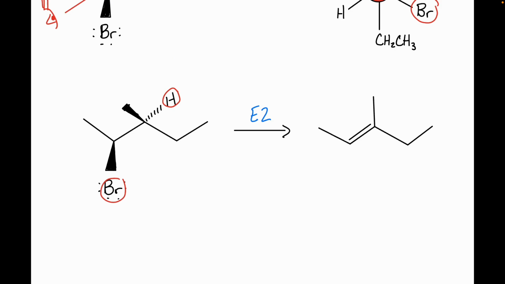Boom. Okay, where my methyl group specifically is pointed up. I'm not going to get my other stereoisomer here because then those hydrogens and those halogens wouldn't be anti from one another. So I'm only going to get this E isomer here.